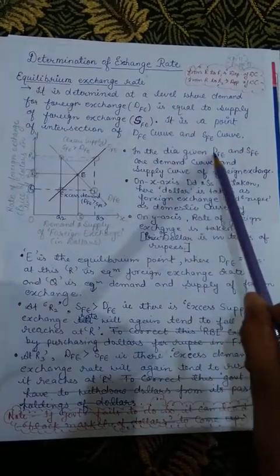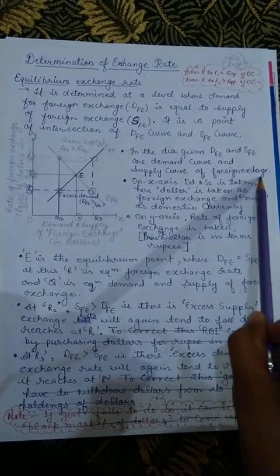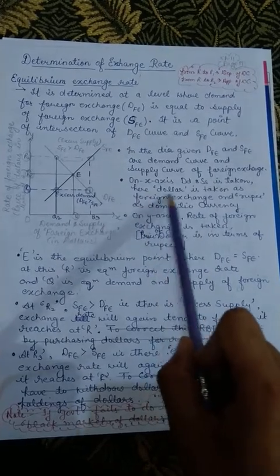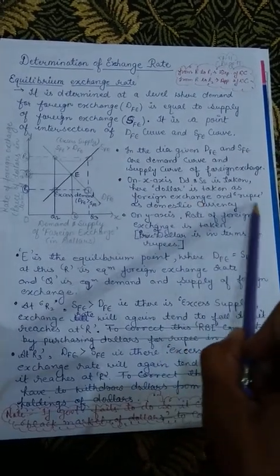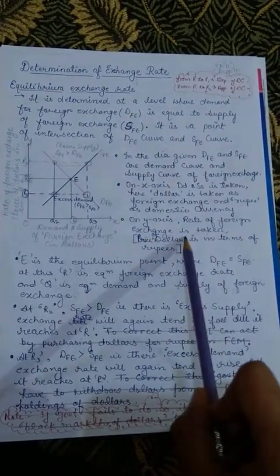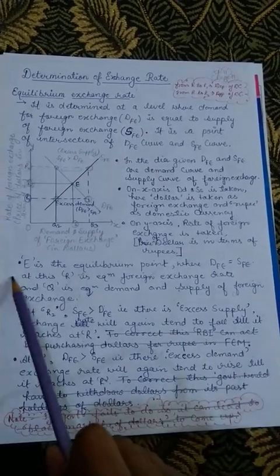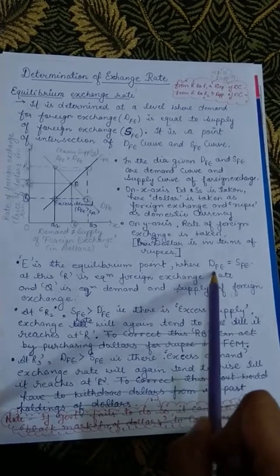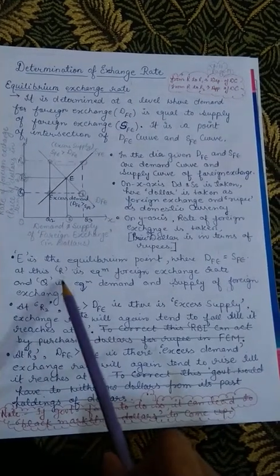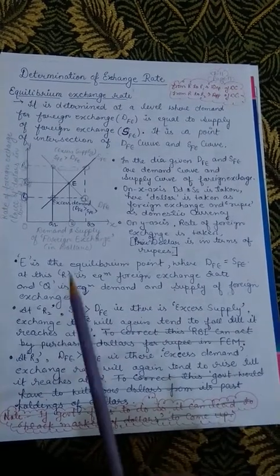In the diagram given, DFE and SFE are the demand curve and the supply curve of foreign exchange, already been told to you. On the x-axis we are taking demand and supply, where dollar is taken as foreign exchange and rupee is taken as domestic currency. On the y-axis we are taking the rate of foreign exchange, where we are mentioning the price of dollar in terms of rupees. E is the equilibrium point where demand for foreign exchange is equal to supply for foreign exchange. And here R is the equilibrium exchange rate and Q is the equilibrium demand and supply of foreign exchange.